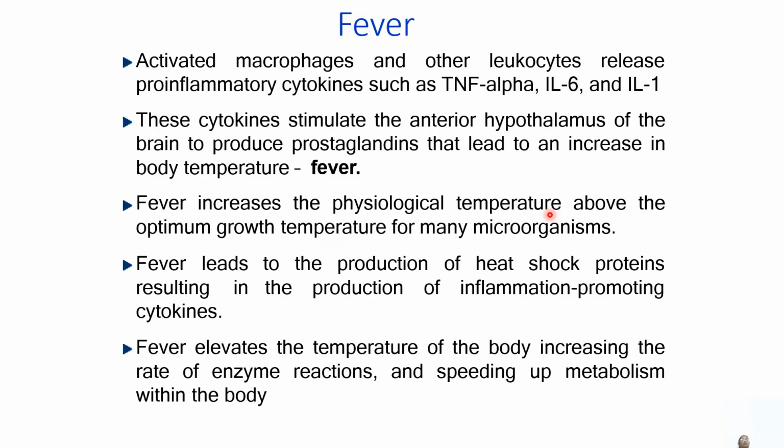Activated macrophages and other leukocytes can release pro-inflammatory cytokines like TNF alpha, IL-6, IL-1, etc. The cytokines stimulate the anterior hypothalamus of the brain to produce prostaglandins that lead to an increase in body temperature. Then fever increases the physiological temperature above the optimum growth temperature for many microorganisms, right? And fever leads to the production of heat shock proteins, resulting in the production of inflammation promoting cytokines. So fever elevates the temperature of the body, decreasing the growth of microbes and speeding up metabolism within the body.